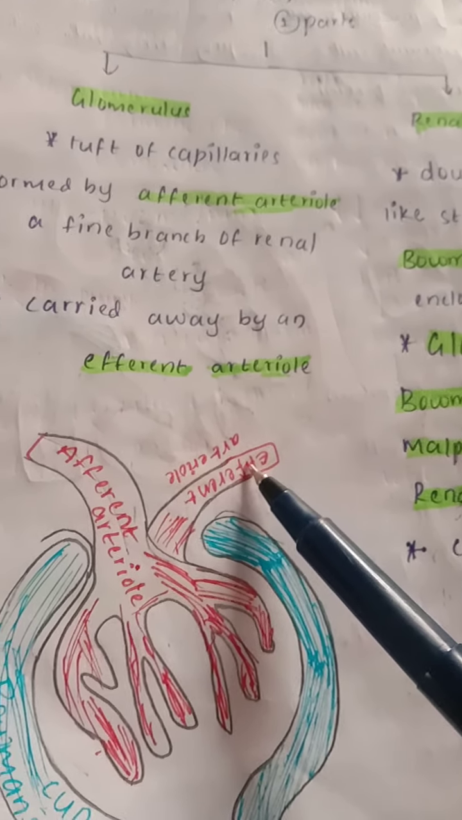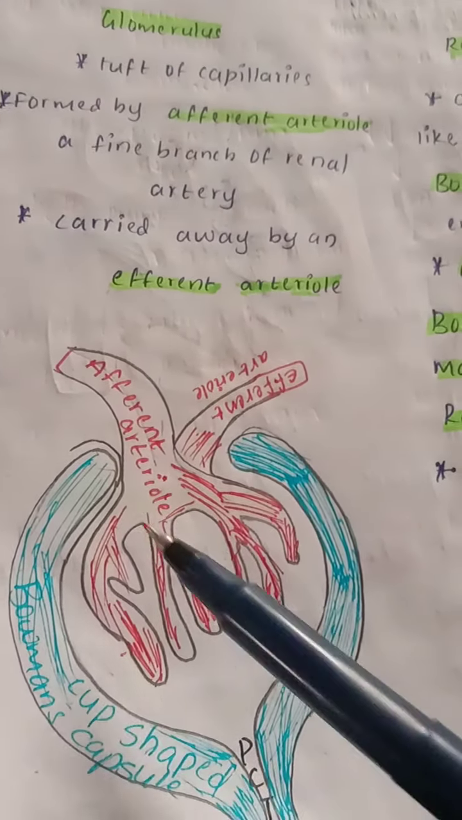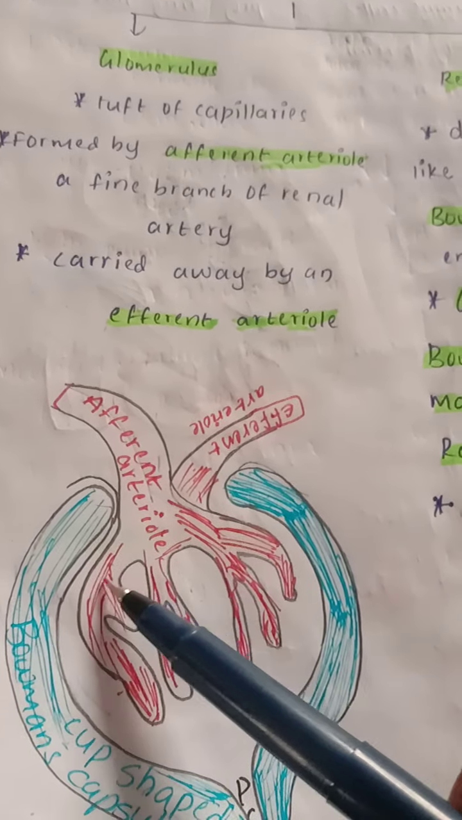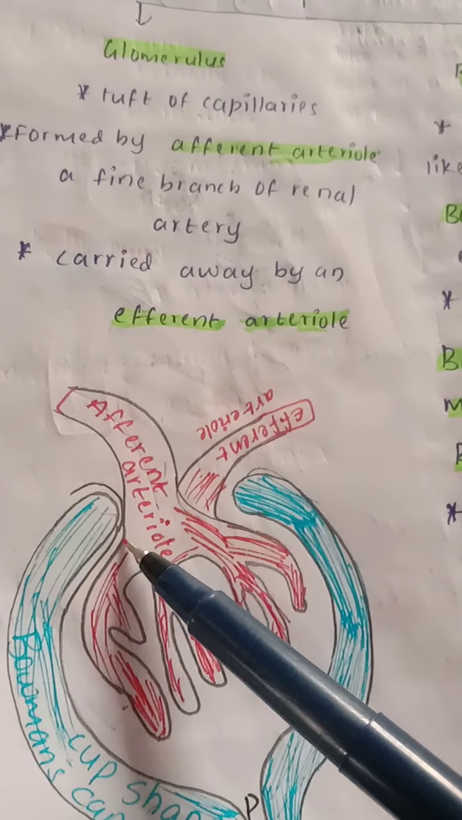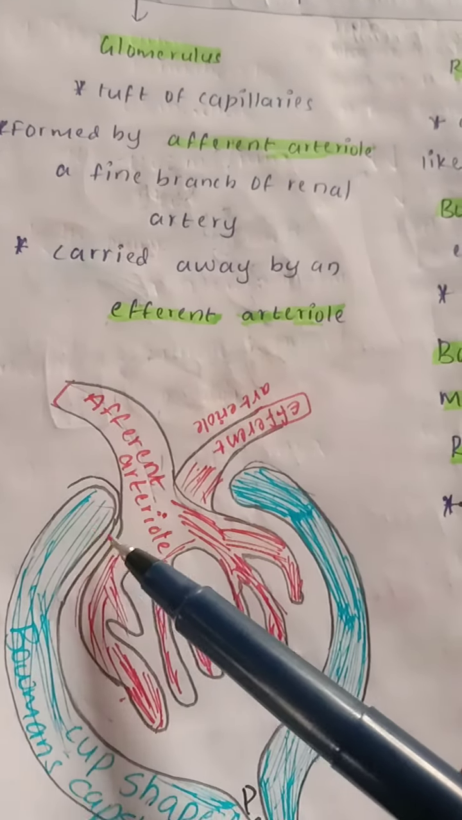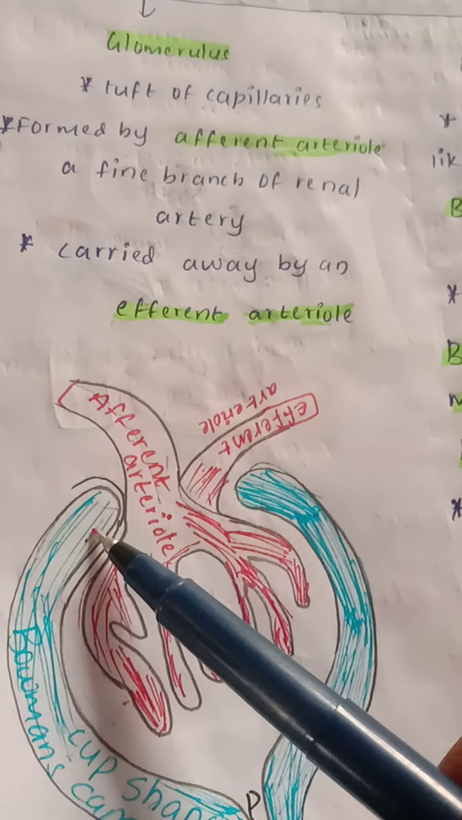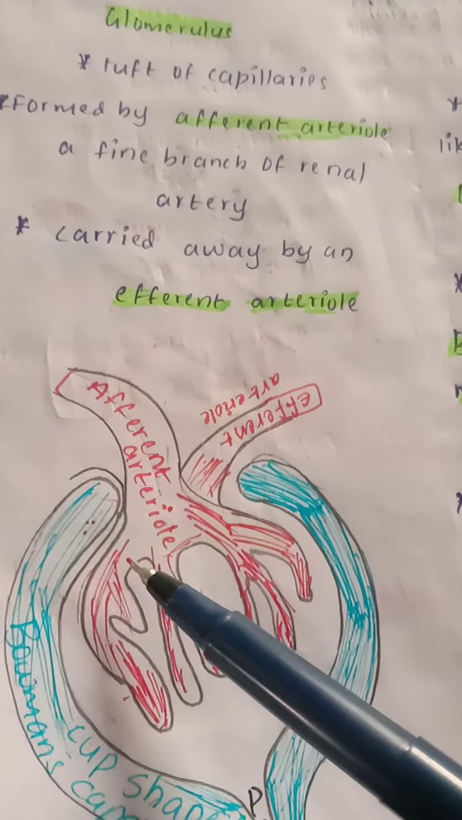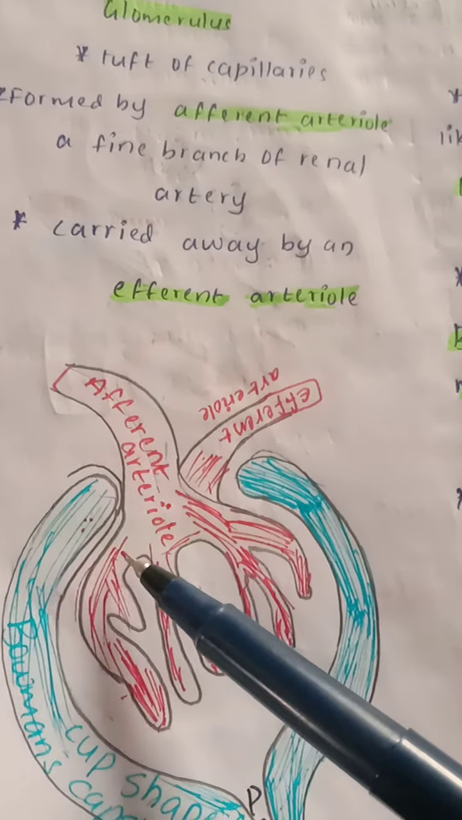Now, the Bowman's capsule and this glomerulus: the glomerulus has an endothelium, and the Bowman's capsule has an epithelium. Between the epithelium and the endothelium of the glomerulus, there is another layer called the basement membrane.